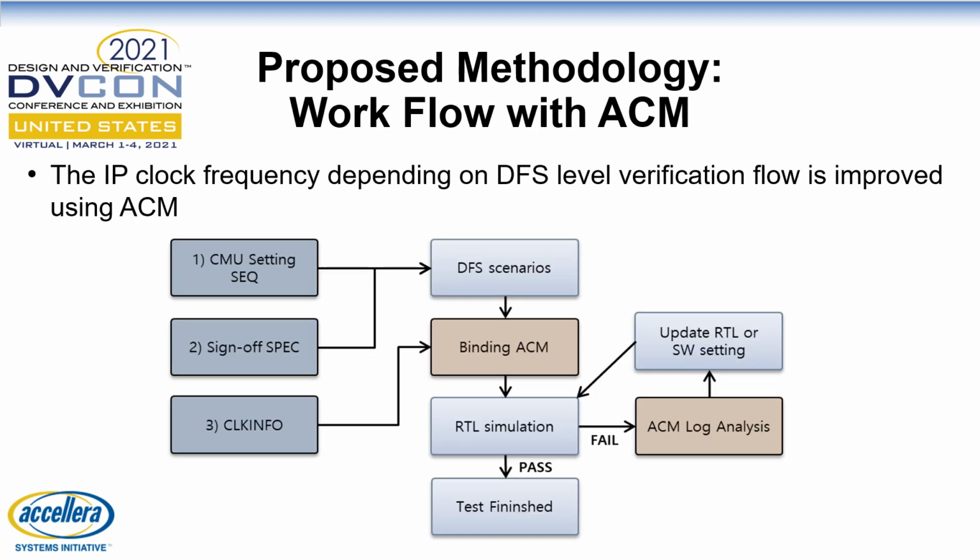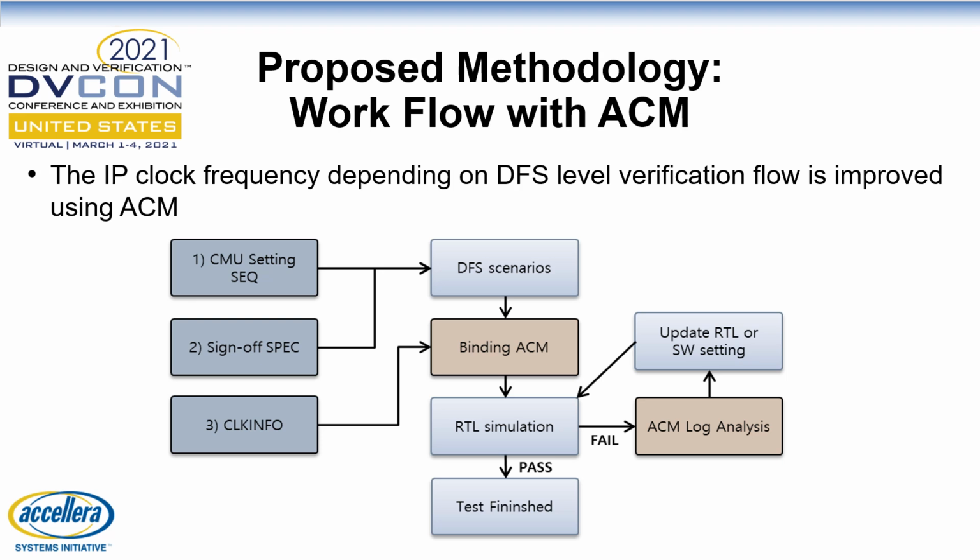This diagram shows the verification flow of dynamic IP clock verification depending on DFS level. This verification requires a lot of iteration because it's inevitable to check the numerous IP clock frequencies according to the DFS level and the number of IPs in the SOC. The ACM is used to reduce debugging time to solve this issue.